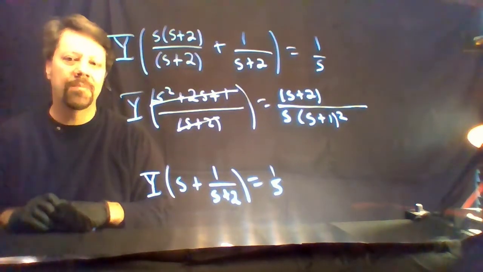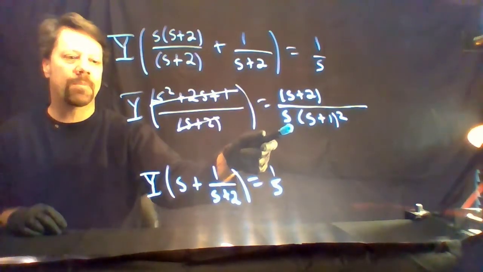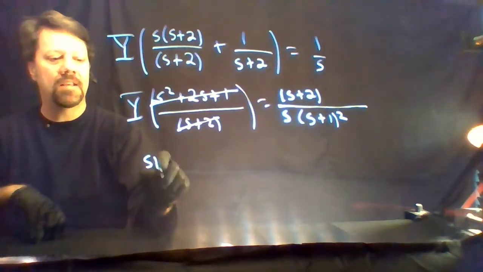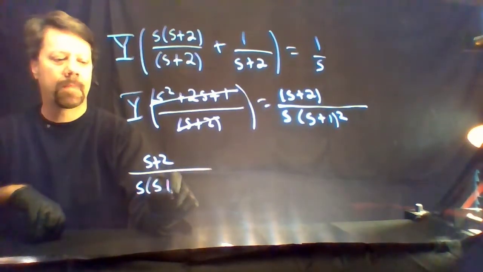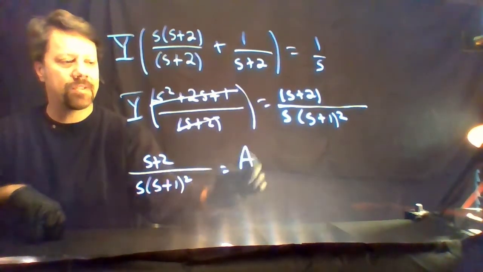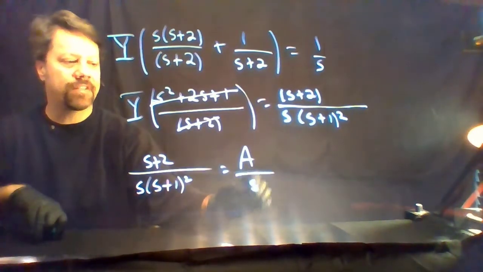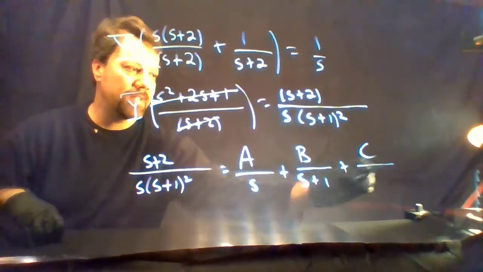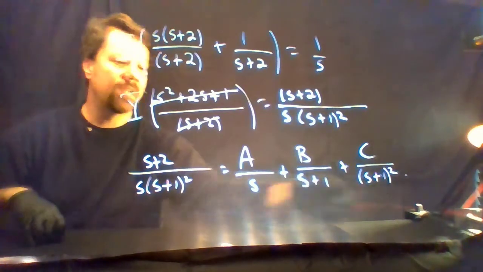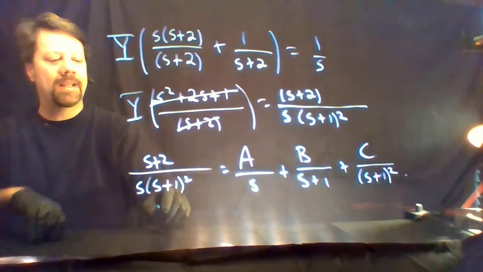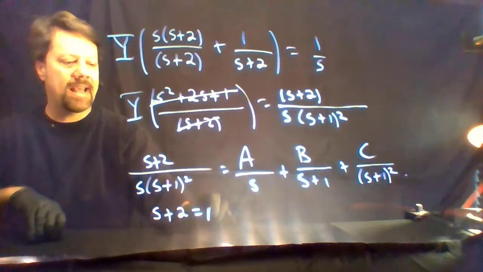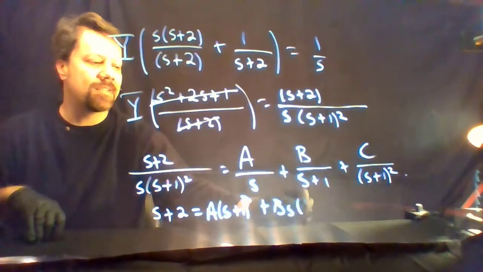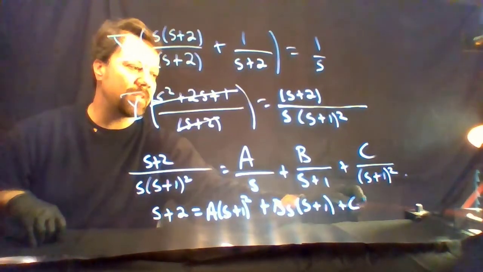To complete the problem, all we have to do is do a partial fraction decomposition on the right-hand side, and then take the inverse Laplace transform. To do the partial fraction decomposition, we have to express this rational function as a over s plus b over s plus 1 plus c over s plus 1 squared. Clearing the denominators, we get s plus 2 is a times s plus 1 squared plus b times s plus 1 plus c times s.